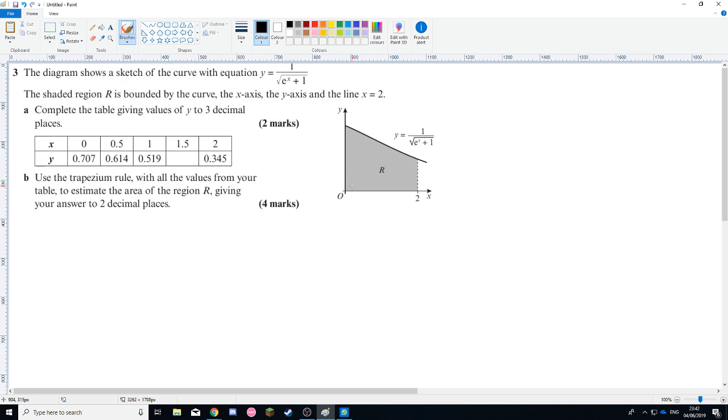Okay, trapezium rule is basically when you have functions that are hard to integrate, or functions that you can't integrate, or you don't want to integrate, you can use this idea of trapeziums to approximate the area.